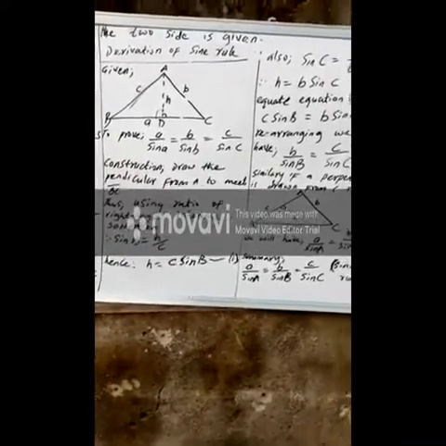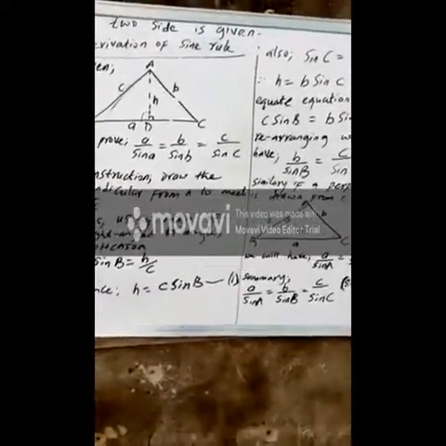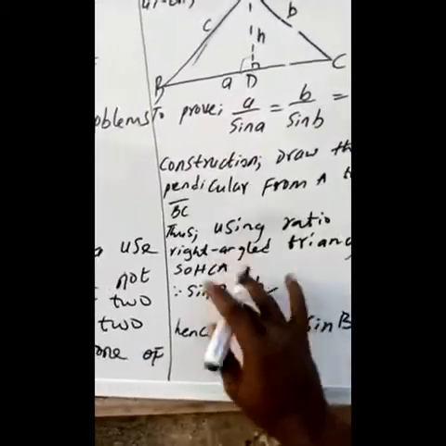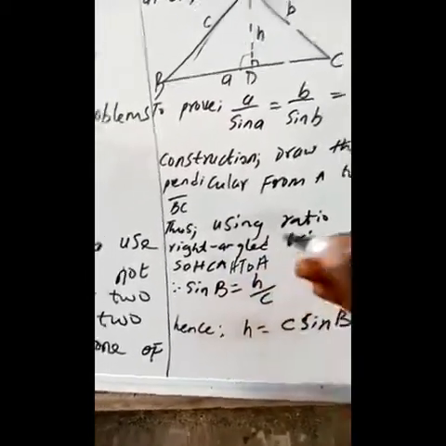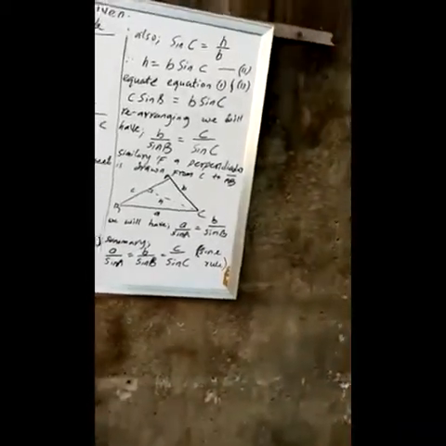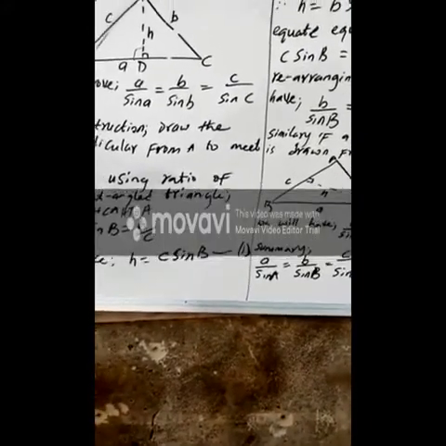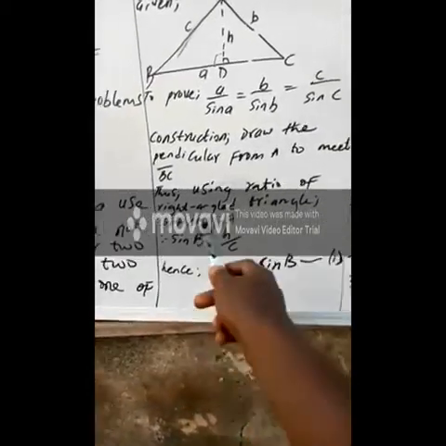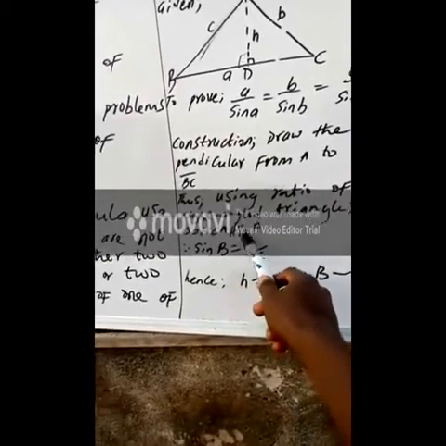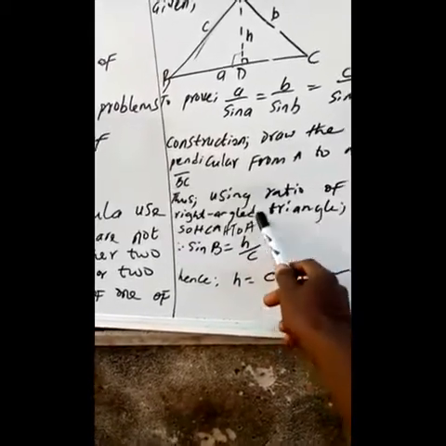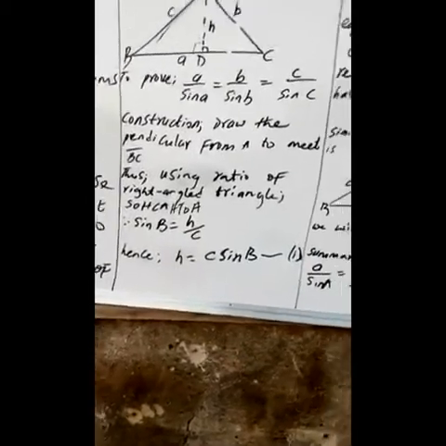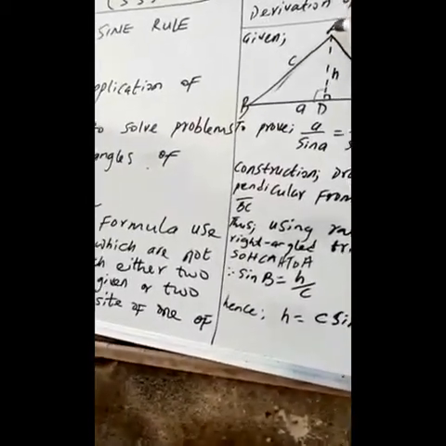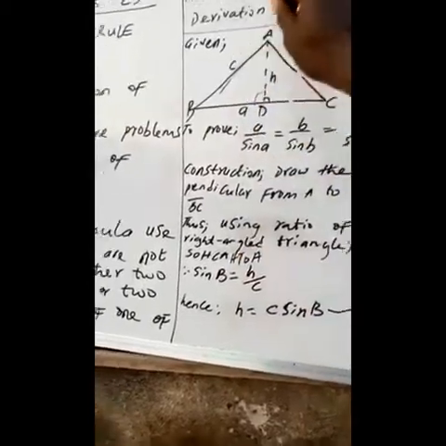That brings us to talk about the ratios of a right angle triangle, SOHCAHTOA. Let's quickly recall. SOH means sine is equal to opposite over hypotenuse, CAH means cosine is equal to adjacent over hypotenuse, and TOA means tan is equal to opposite over adjacent. So we will be applying this in dealing with triangles ABD and ADC.